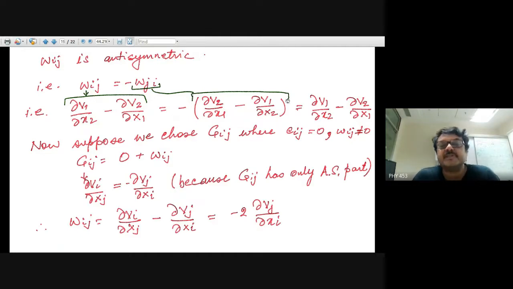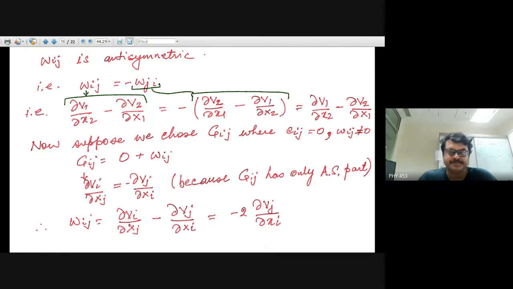Now, suppose we choose a velocity gradient tensor Gij, where the symmetric part is 0 and only the antisymmetric part is non-zero, then we know that the Gij also has to be antisymmetric, right? Which means del Vi del xj will be equal to minus del Vj del xi, because Gij has only antisymmetric parts, because only this is non-zero and this has been chosen to be 0, and since this is equal to this, it will have only antisymmetric parts, right?